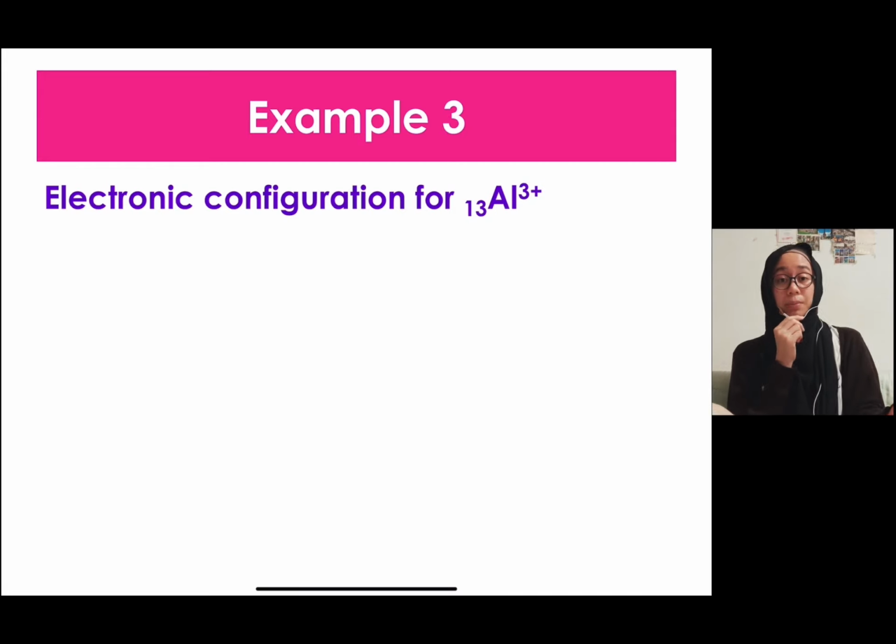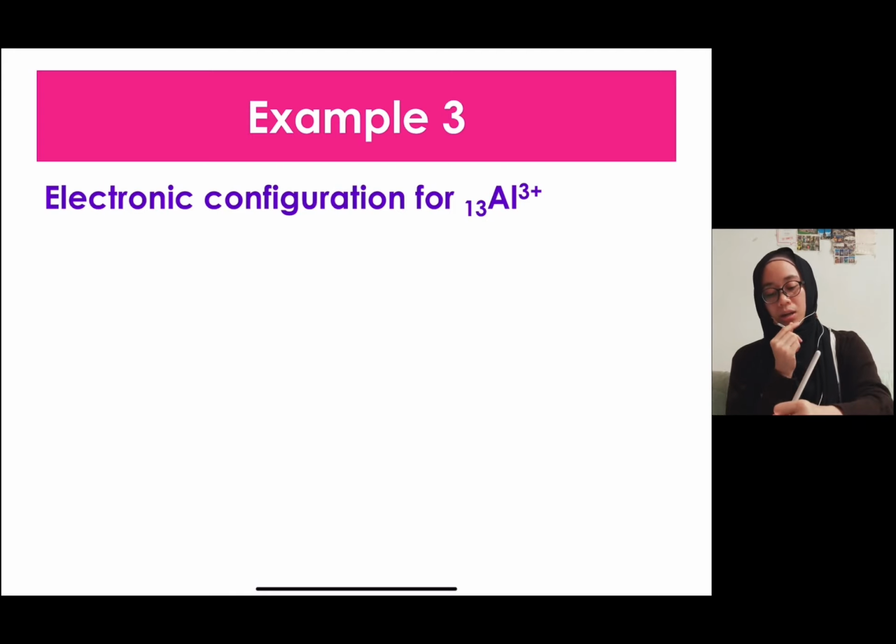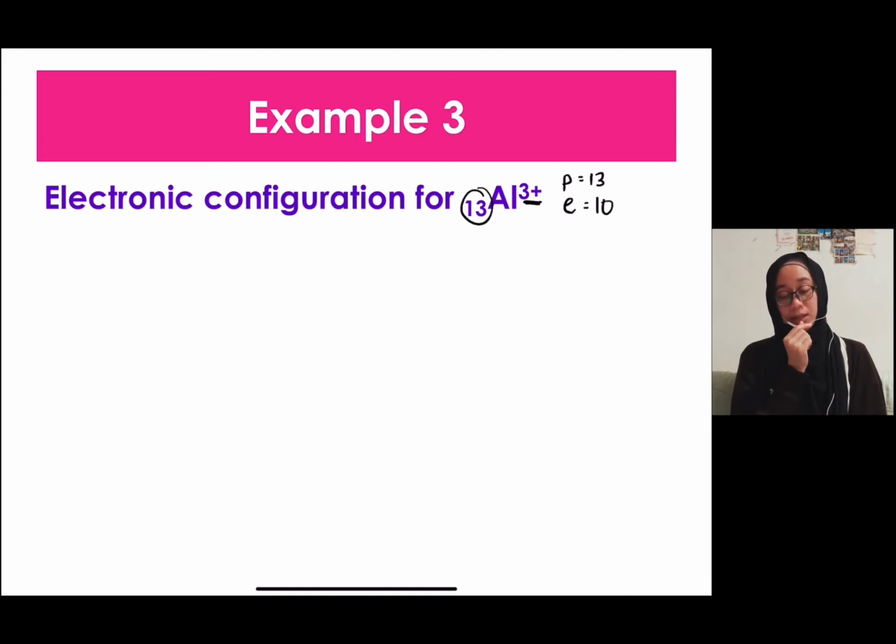Right, now kita pergi kepada ion. Okay, so ion here it shows that proton ada 13. Okay, but then 3 plus meaning it donates its electron. So now the number of electron that we have here adalah, kalau proton ada 13, tapi since dia donate elektron, okay, bermaksud elektron kita sekarang ni tinggal 10. Okay, initially elektron kita ada 13, tapi sebab dia donate 3, so tinggal 10 sahaja.